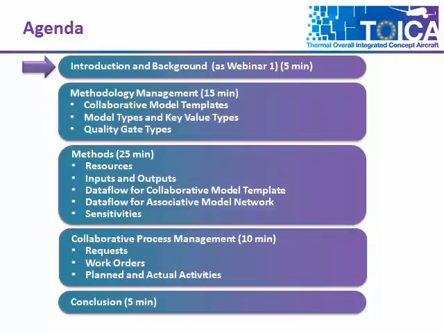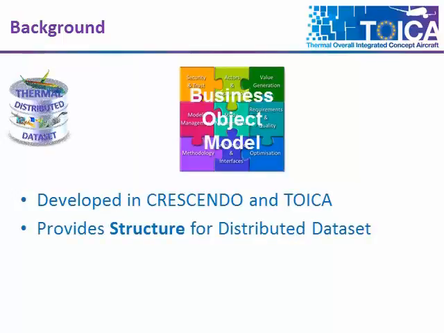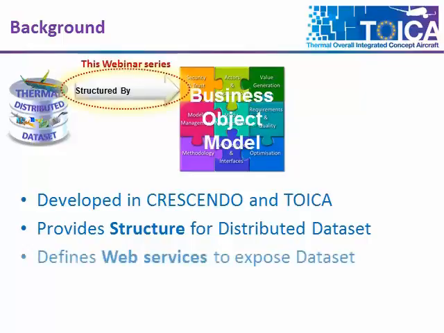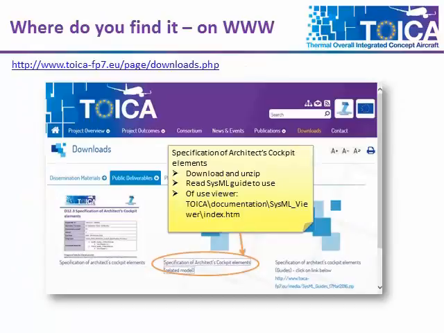Now for the introduction section. The MoSSEC Business Object Model was developed under Crescendo. It provides the structure for a distributed dataset, and that is the subject of this webinar series. The Business Object Model also defines the web services which are used to expose the distributed dataset. The Business Object Model is built on the ISO standards for 10303-233, which is Systems Engineering, and 10303-239, which is Product Lifecycle Support.